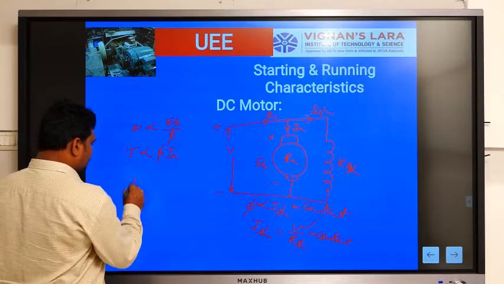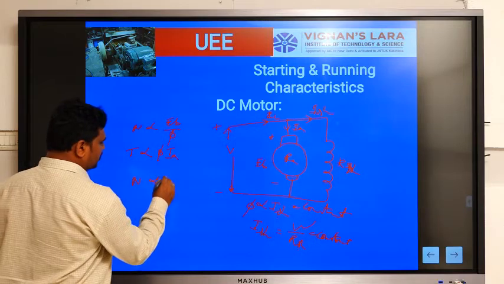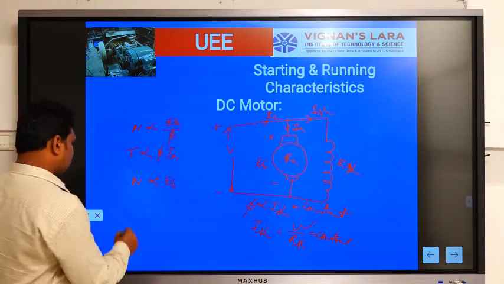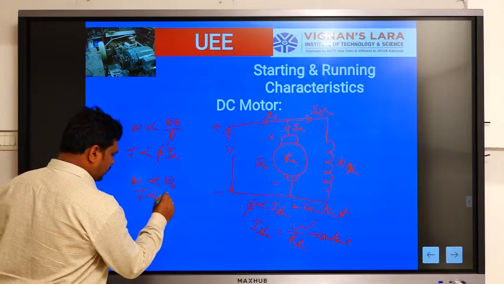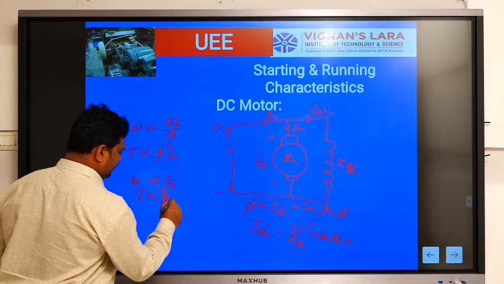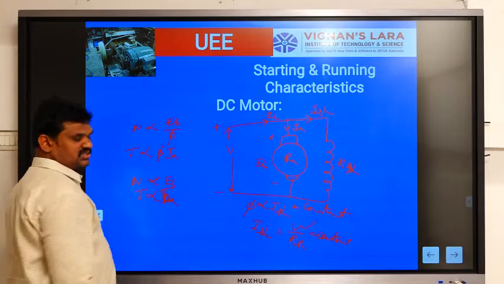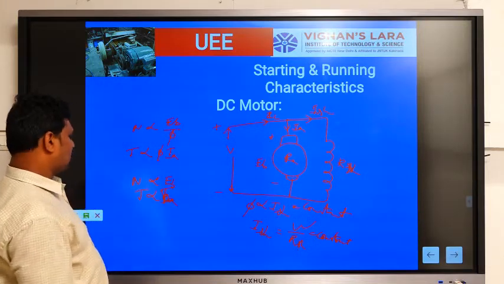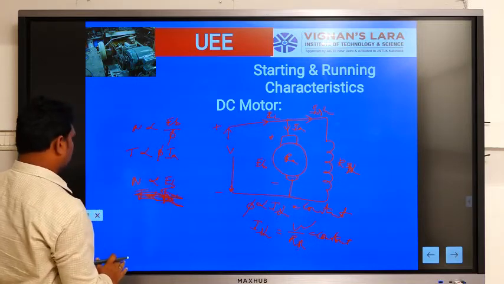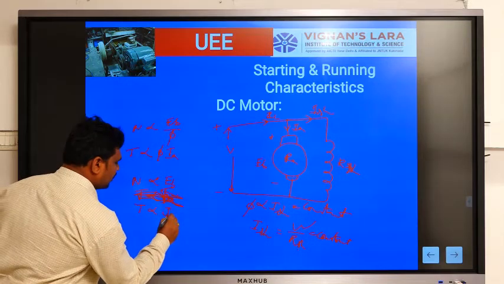So now the speed equation will become N is proportional to EB, since flux is constant. Now the torque becomes proportional to IA, simply IA. Flux is constant, so torque T is proportional to IA.